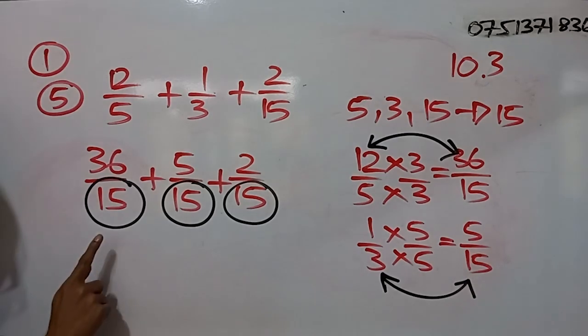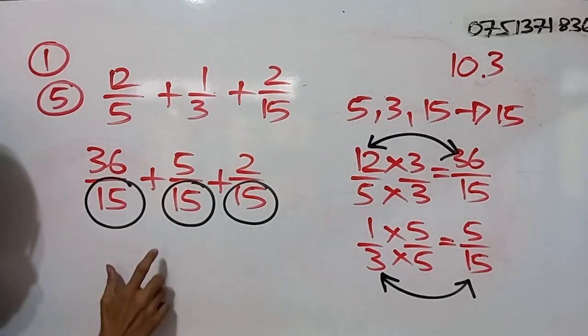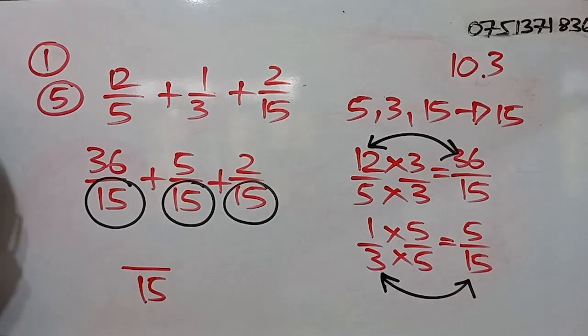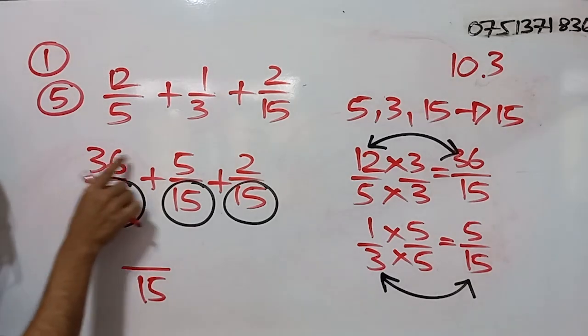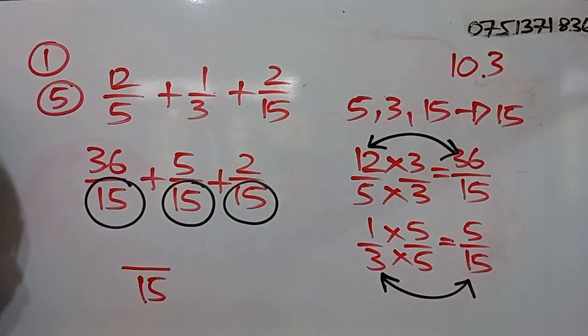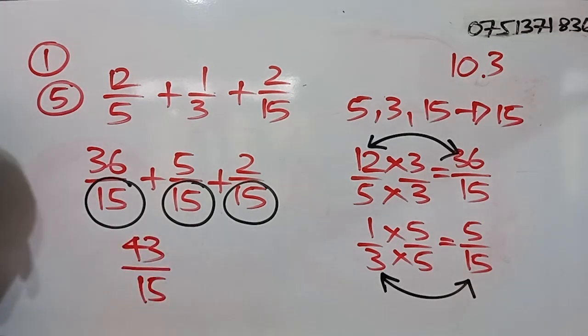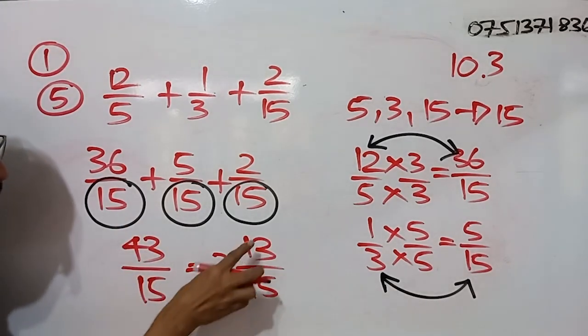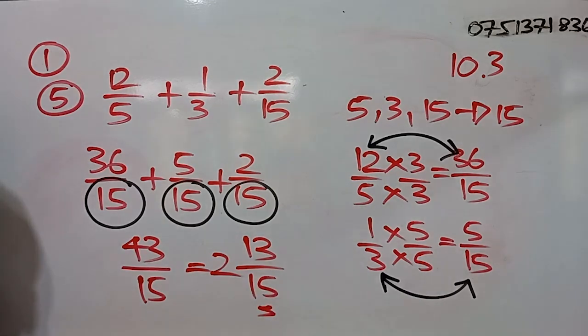Right. So all these three fractions now have the same denominator. So the answer will have the same denominator, which is 15. How do we get the numerator? Simply add these values together. So what do we get? 43. Now, if we consider this fraction, what is the type? Improper fraction. So definitely we have to convert this into a mixed number. So it will be 2 and 13 by 15. So this is the answer.